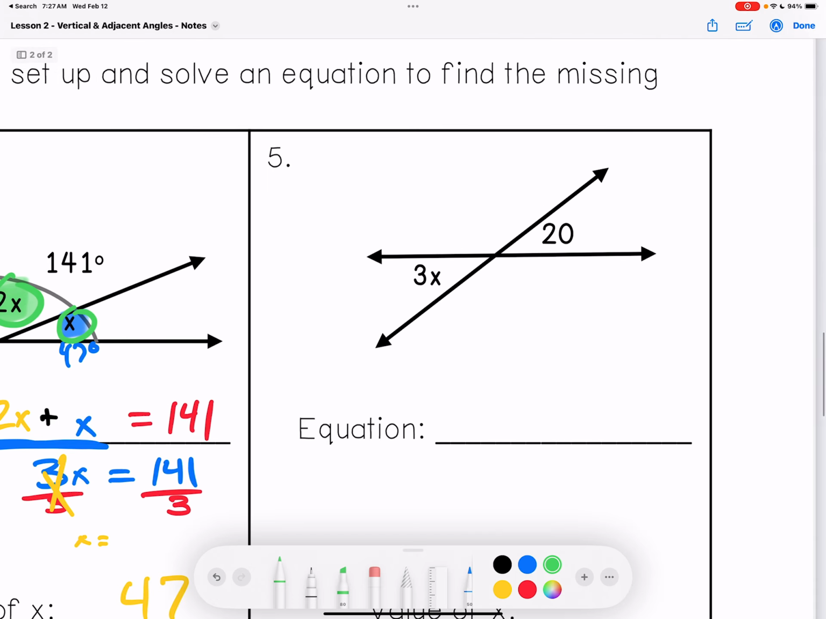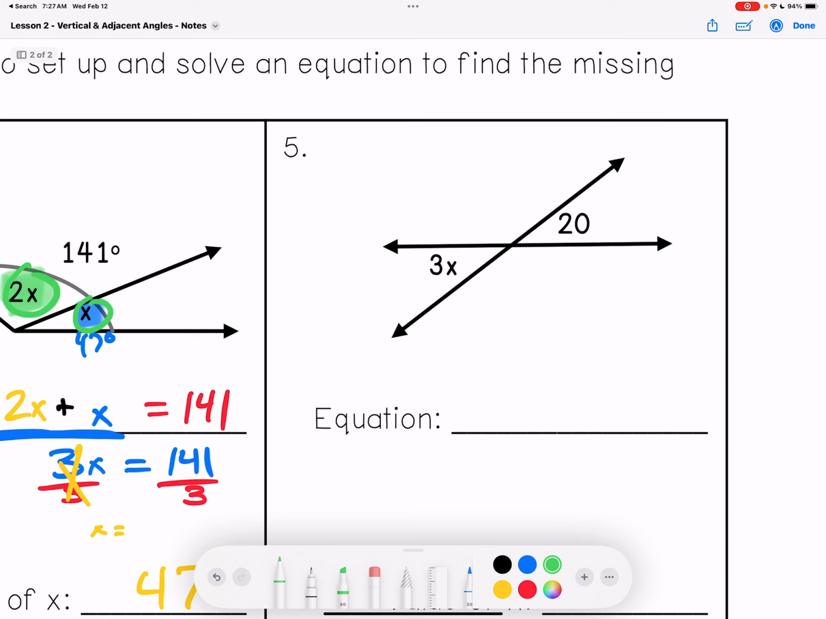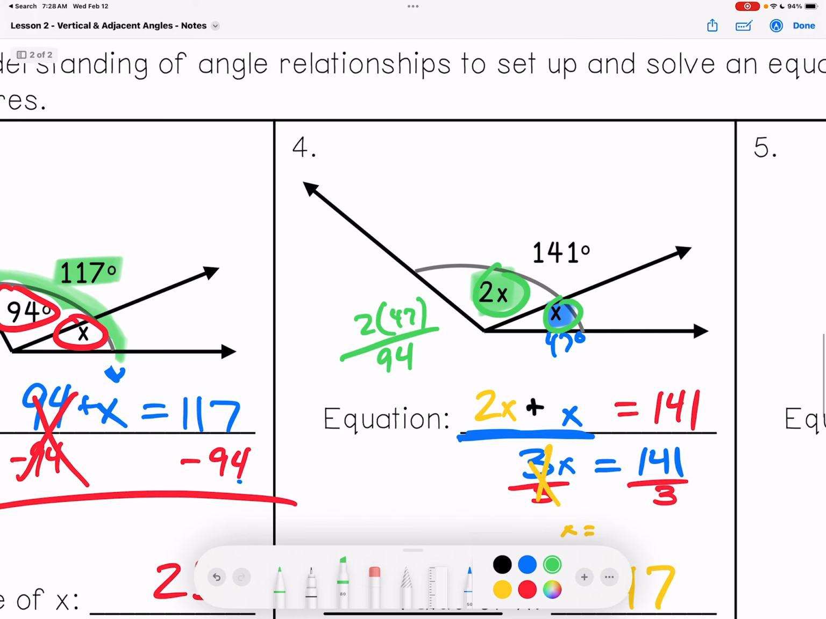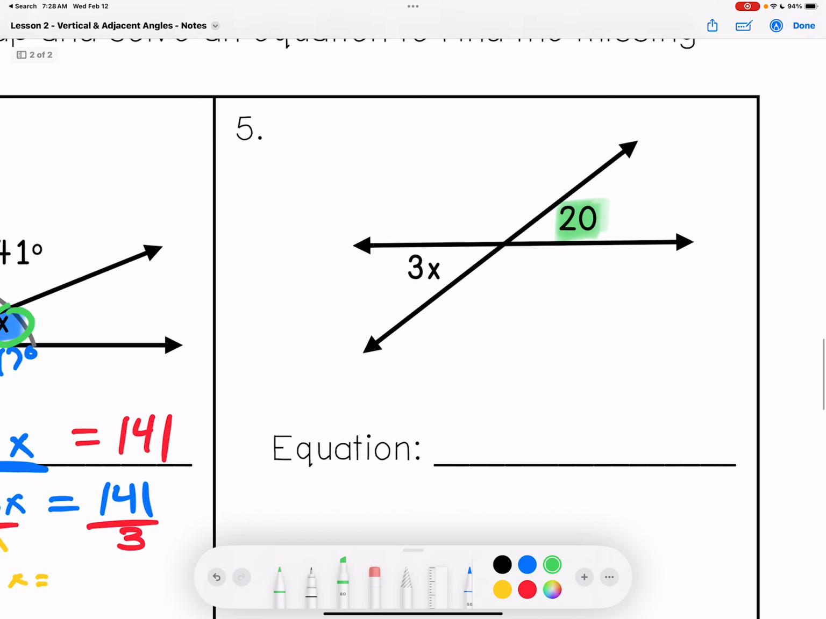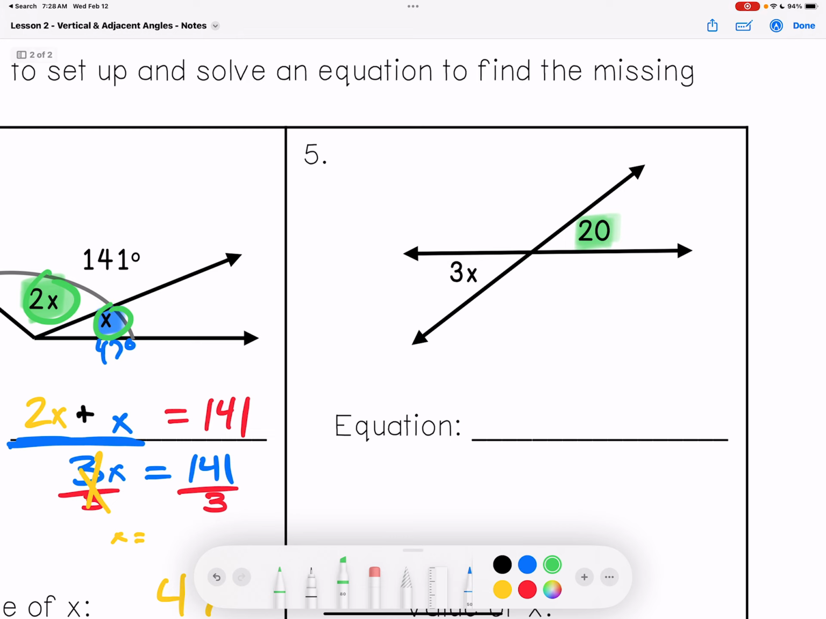All right, the last one right here. Now, this is 20. It's 20 degrees. Although they didn't put the degree sign, it is 20 degrees. So they forgot their degree sign there.